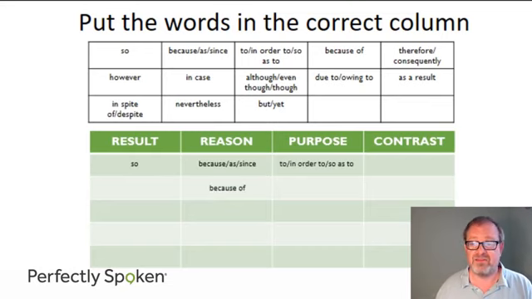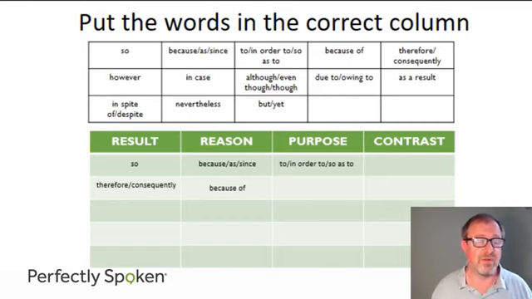Then we've got therefore and consequently. Again, pause if you need time to think. They express a result. They're similar in meaning to so, however, they're a bit more formal. Again, we'll be looking at the register later. However, where do you think however goes? Any ideas? Yes, indeed. However represents contrast.